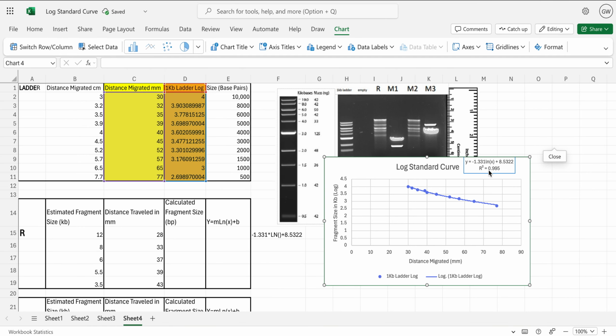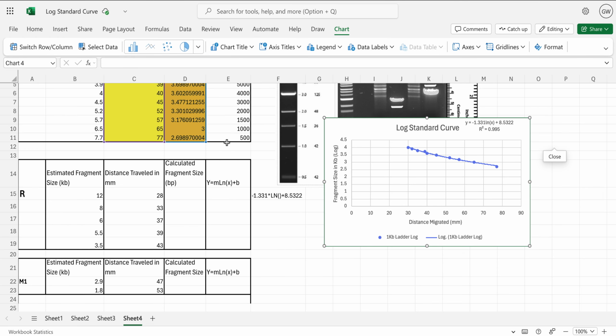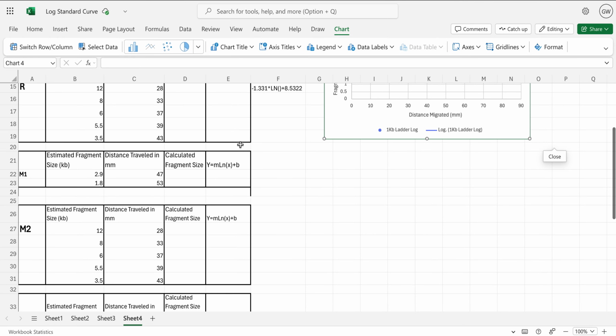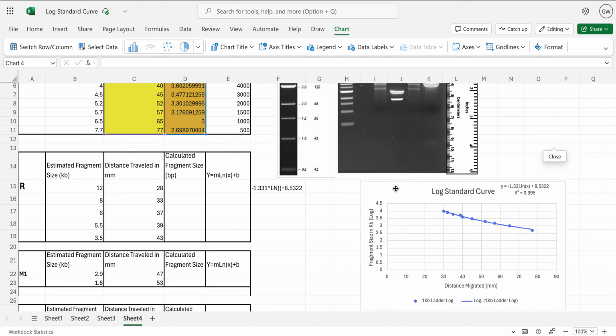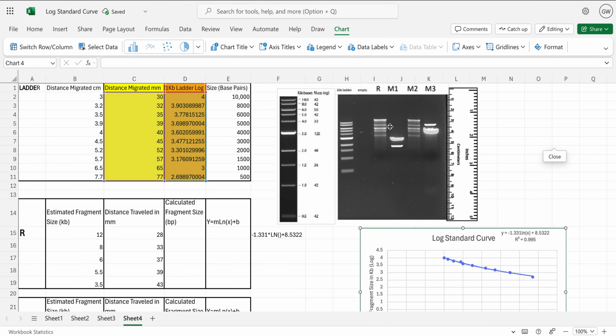And it gives us this gorgeous equation that will be highly important for this next part to calculate the true value of our R1, M1, M2, M3. And so what I did here was I did some more measurements across, went over here, and this is our R lane. As you can see, this is the first lane, the second lane, R is in the third lane. And we can see 1, 2, 3, 4, 5, 6 lanes in this gel.